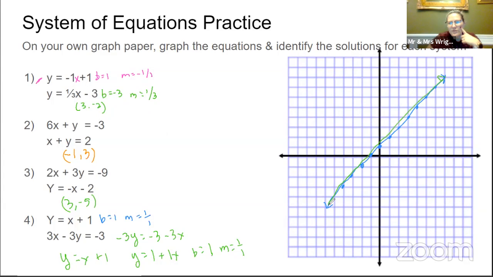So what type of solution set do we have here? Well, we're going to have infinite solutions. Every single point is going to be a solution.